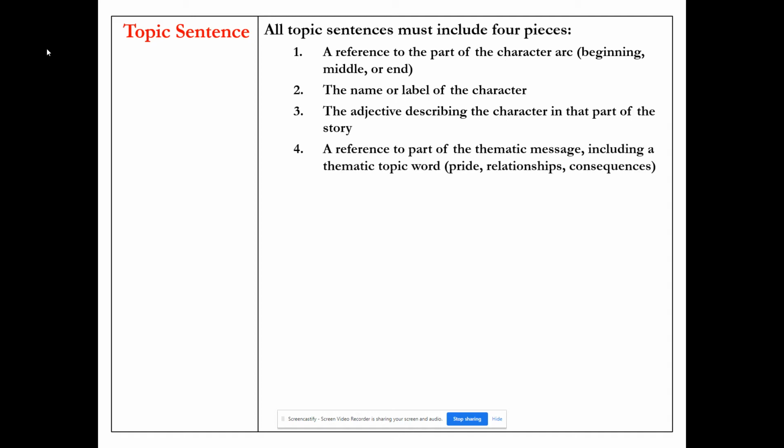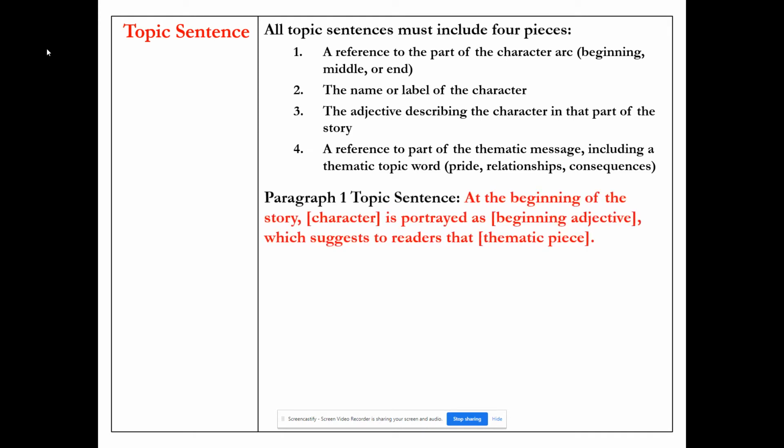And then a reference to part of the thematic message. So the thematic piece of the topic sentence. Bringing in a thematic topic word. So pride, relationships, consequences, etc. would be a good way to acknowledge the theme in this part of the paragraph.